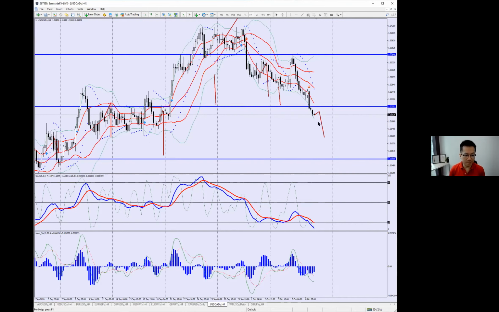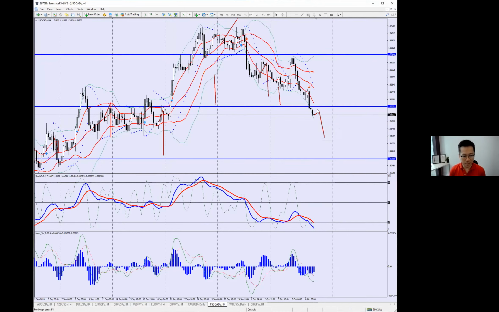Entry at about the current point of 1.3183, 40 pip stop loss, 40 pip take profit, or 100 pip take profit. So you're looking at least a 1:1 risk reward ratio, or even better, a 1:2 point something risk reward ratio there, but do be a little bit patient.